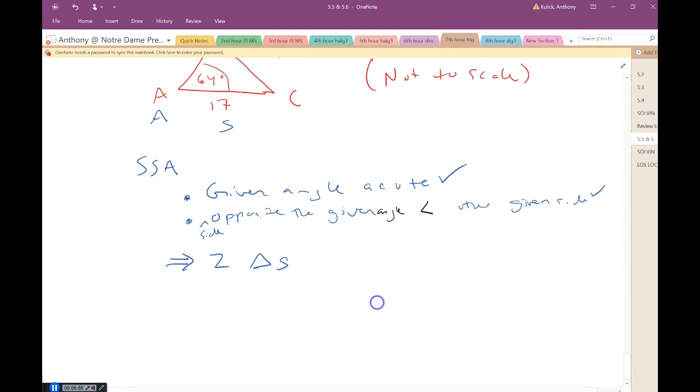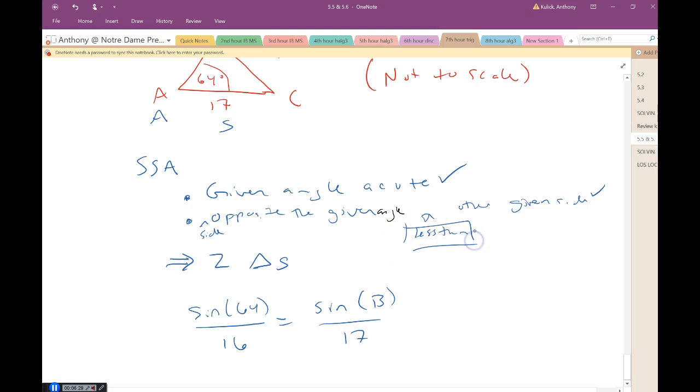Okay, so let's use our law of sines here. So I'm going to say sine 64 over 16 is equal to sine of b over 17. Everybody okay with how I plug that in? Yes, Gabby? So, the side opposite of the given angle is the other given side? Less than, has to be less than. Yeah. Should I write less than? Less than. Sorry, I was using an inequality there. No worries.